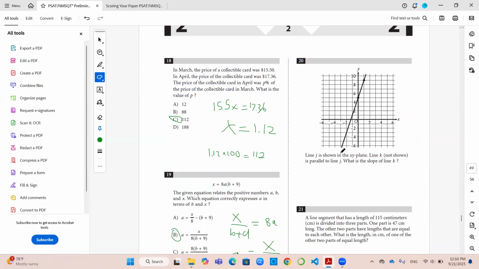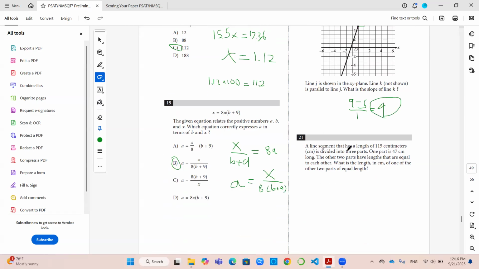Line j is shown in the xy plane. Line k is parallel to line j. What is the slope of line k? Since it's parallel, all we have to do is find the slope of this line. So 9 minus 5 over 1, which is equal to 4. So 4 is the correct answer.